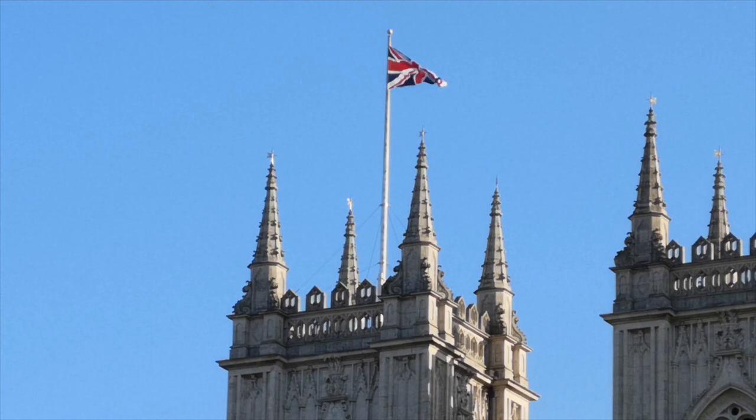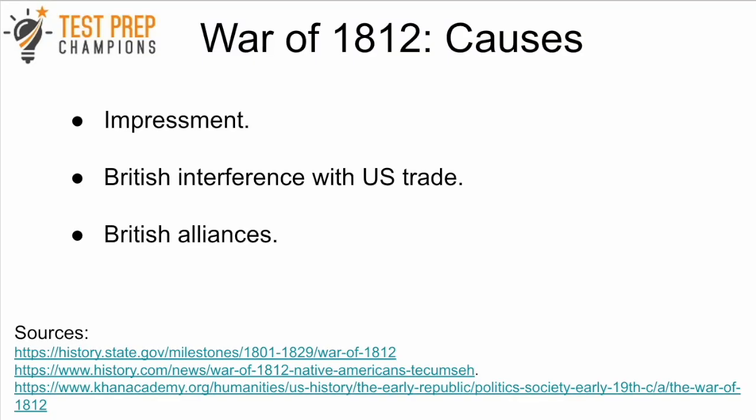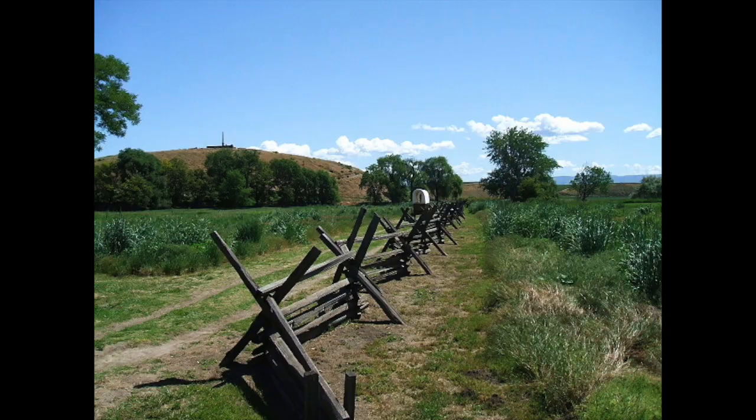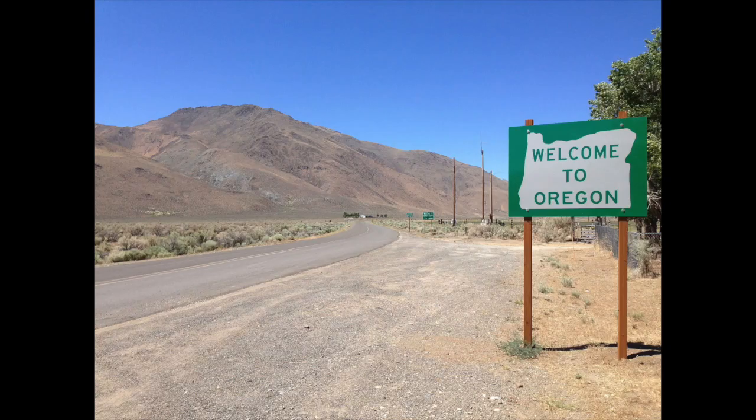Now, eventually the conflict between the US and Great Britain ended in a draw, and the British basically abandoned their Native American allies. Now, losing financial and military support from Great Britain made the Native American tribes less triumphant in their defense efforts, and sadly, many Native Americans were killed and millions were forced out of their territories during westward expansion. So let's fast forward now to the mid-1800s and talk about the Oregon Trail next.